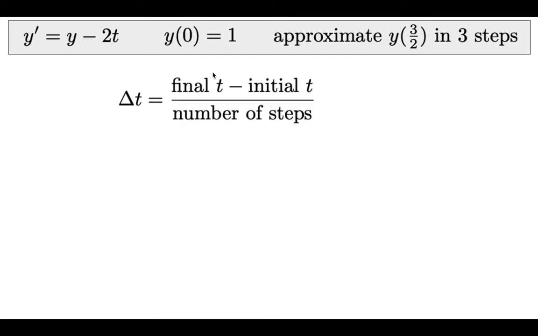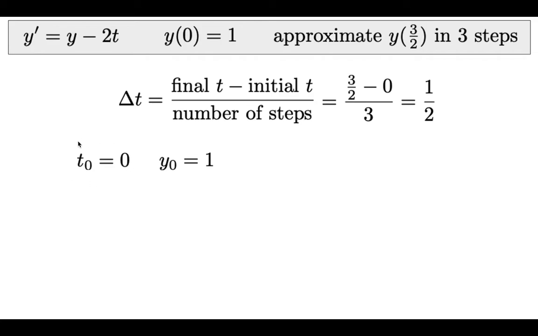Okay, so to figure out what our horizontal step size should be, which is sometimes called h, but here will be called delta t, we're going to take the final t value, in this case 3/2, subtract the initial t value, 0, and divide it by the number of steps we want to use. So 3/2 minus 0 divided by 3 is going to give us 1/2. So we'll have a step size of 1/2 for this example.